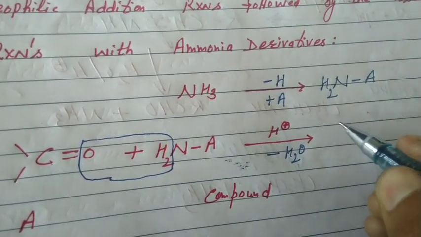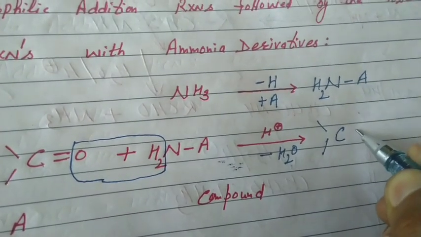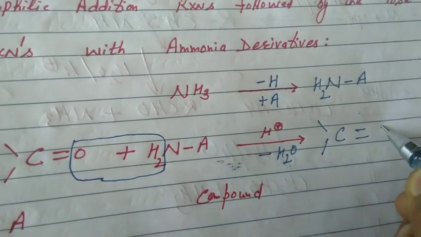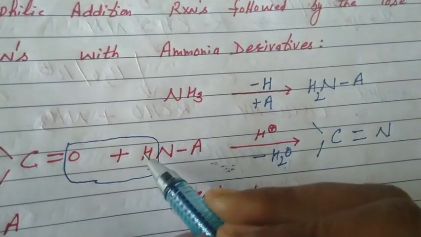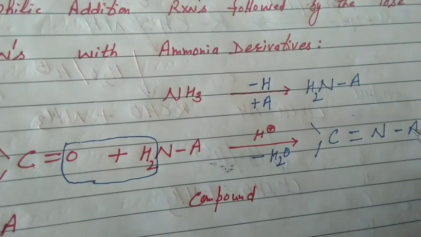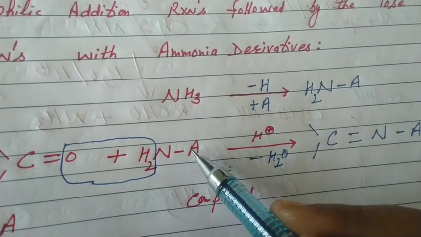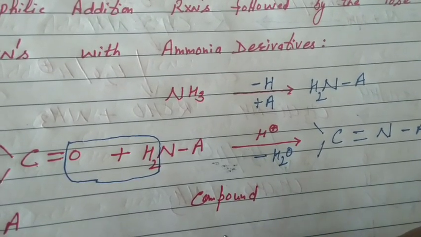The product is common in all reactions. It will form a double bond with the nitrogen atom of the ammonia derivative. It means for this reaction, what is the product? C double bond N-A. These reactions of carbonyl compounds with ammonia derivatives take place in weakly acidic medium. Loss of water takes place.